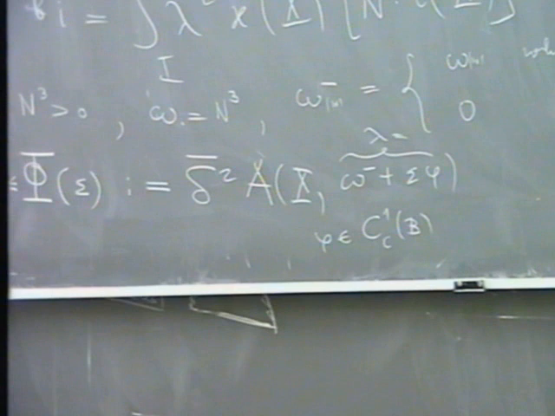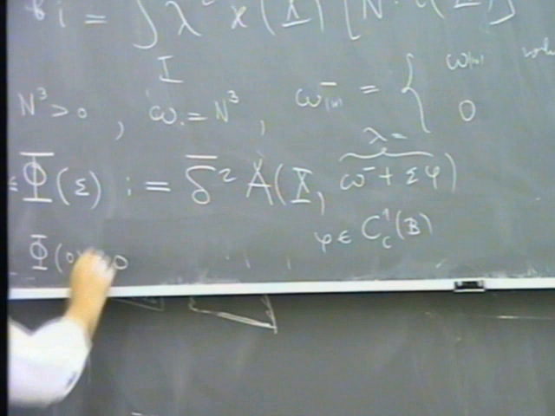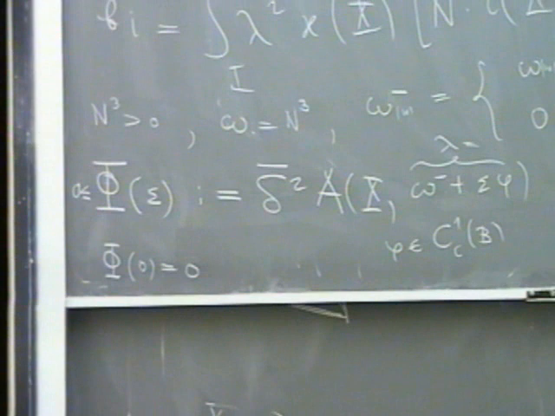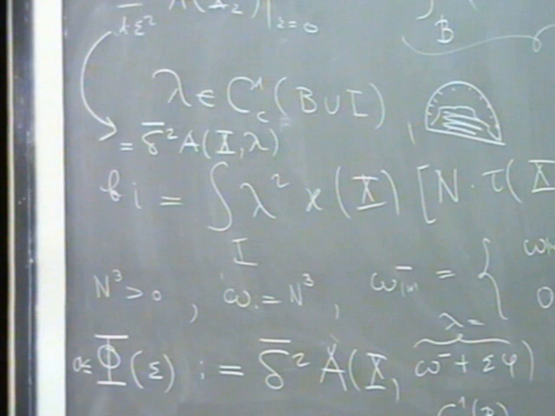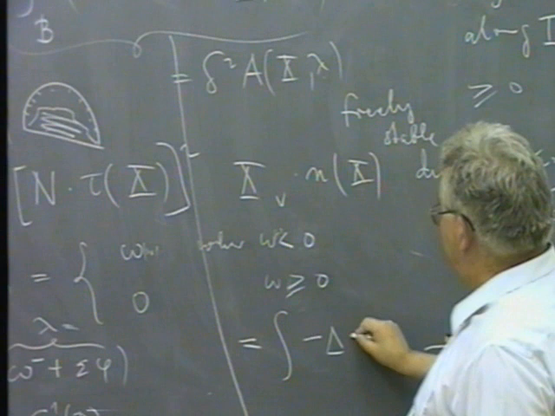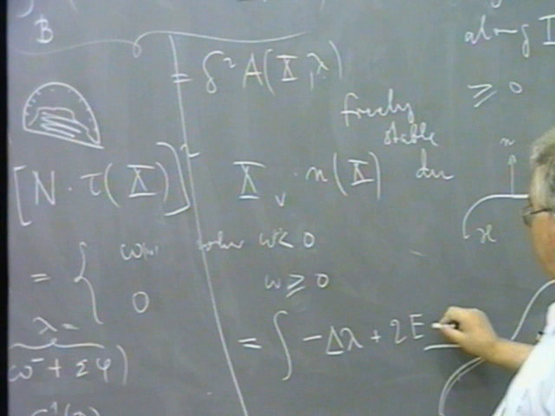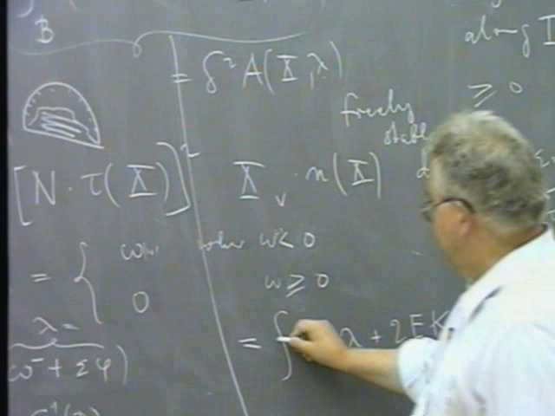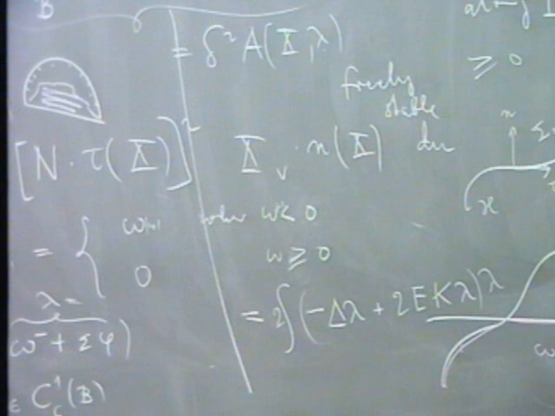Now comes a real miracle. The real miracle is that f of zero is zero. Why is that? If you look at this over here, from this term here, this first part, a partial integration, you write as minus Laplace lambda plus 2ek lambda. There's a factor of 2 times lambda. Of course, it's all cheating.